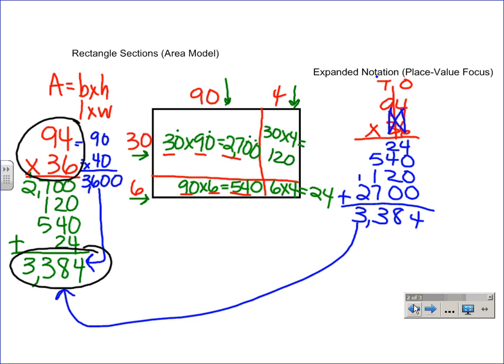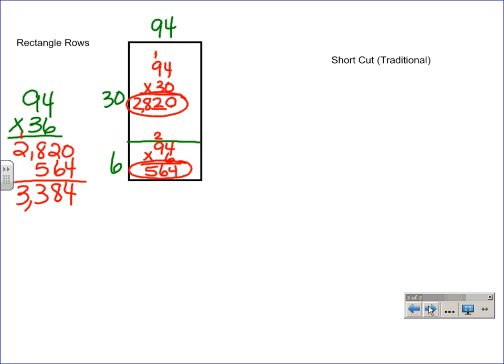but I've shortened it by, if you look back over here, by combining my digits, 94, instead of multiplying 90 and then 4 times 30. Now I have it all in one spot. And so I've saved some of that work.